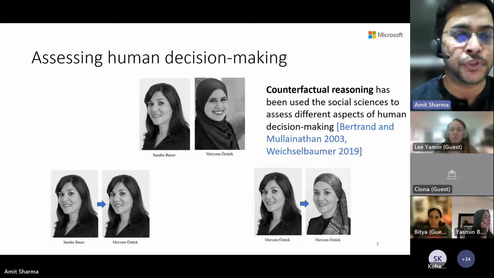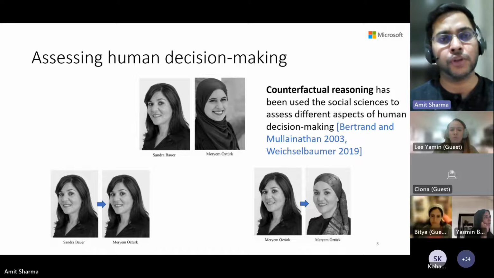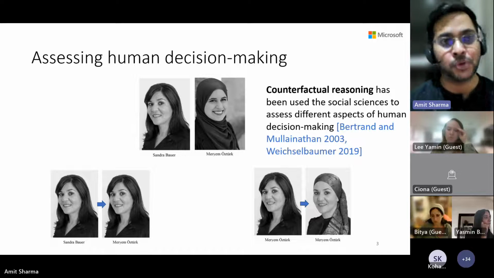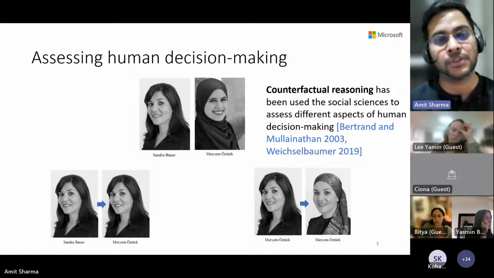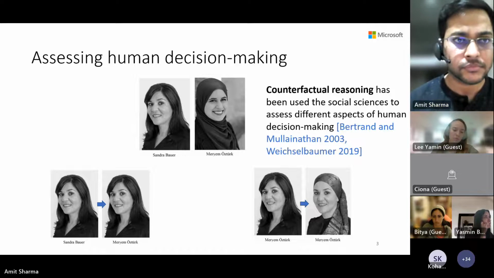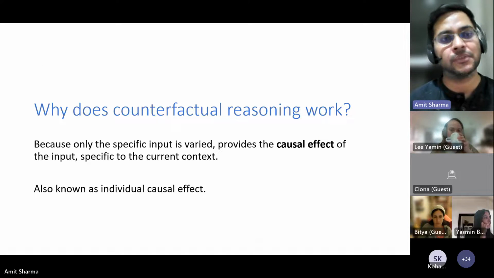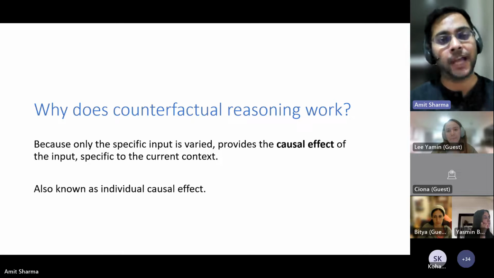This has been a mainstay of a lot of social science research in how we think about human decision making and how we make assessments about what might be going on. And why is it so powerful? Because, as you can intuitively imagine, what's really happening is that we only change the specific input, but we keep everything else constant. And because you can now reason about everything else relevant being constant, any change that you observe has to be because of the specific input that was varied.